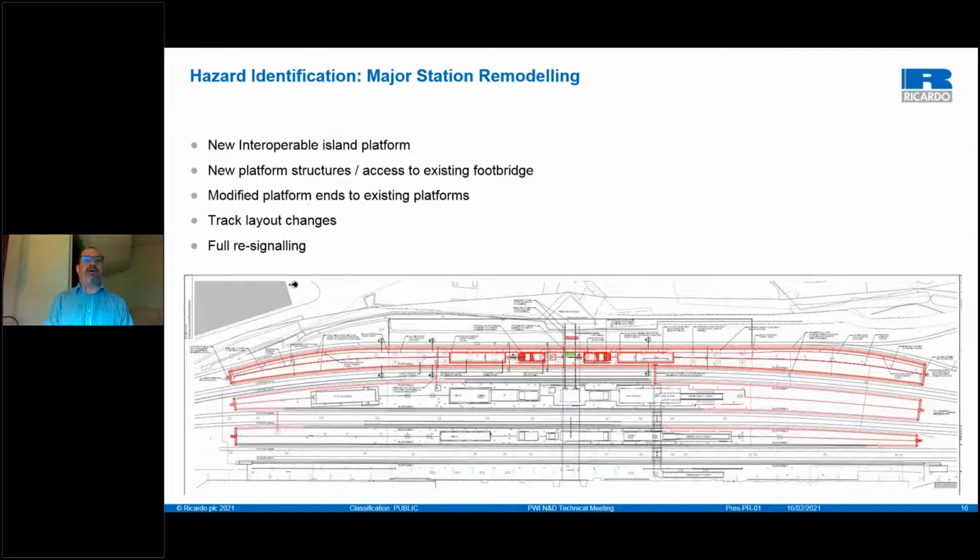So a set of hazard identification activities needed to take place to assess the potential for these hazards to be present, and mitigation during the construction and the commissioning phase to ensure that those hazards are adequately managed. Same project.